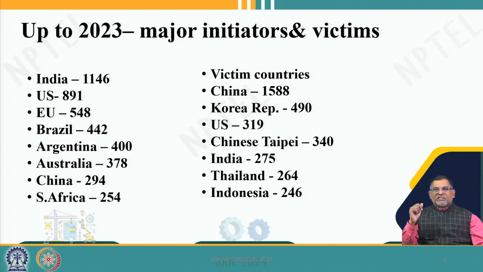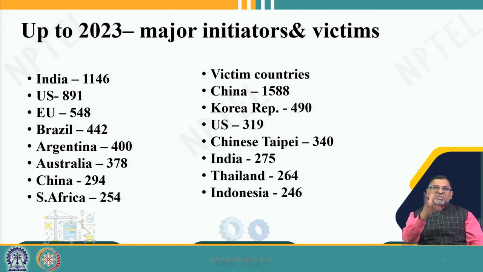A small country like Thailand. And you can find that these so-called victim countries are supplying goods to the whole world, whether it is China or Korea or Chinese Taipei or Thailand. Even Indonesia has faced 246 cases, disputes within the WTO dispute settlement system, or initiatives by country to country.